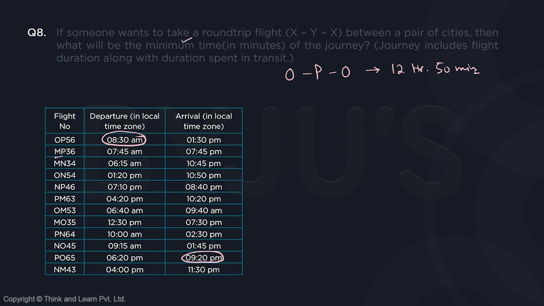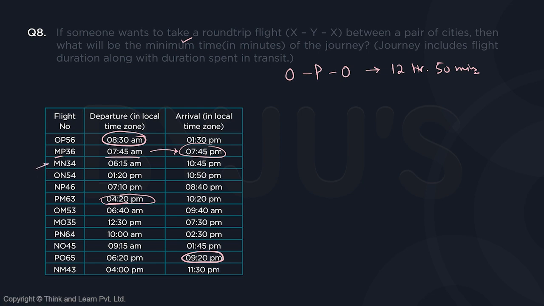Now let's talk about MP. If a flight goes from M to P, it starts at 7:45, reaches there at 7:45 p.m., and then from P it starts at 4:20. So the problem is, the flight that goes from M to P, you cannot take a flight back from P to M, because the starting time of P to M is before the arrival time from M to P. The flight reaches P at 7:45 and leaves from there at 4:20. So how can you catch the flight? This is not possible.